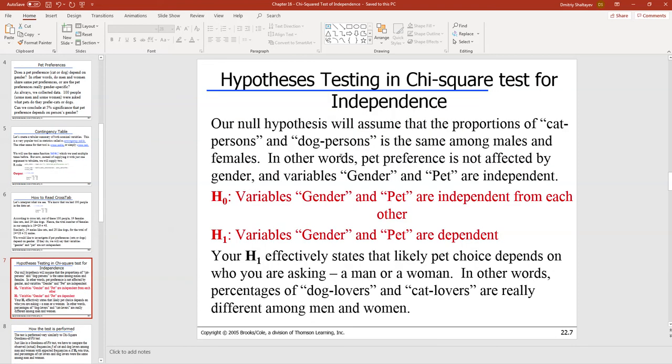Okay, so how do we perform the test? First of all, here's how we formulate the hypothesis. So our null hypothesis will always state that variable x in your data set and variable y in your data set are independent from each other. And the alternative will say the opposite. If they are not independent, they are dependent, right? So what does that really mean? Here is basically how we interpret that.